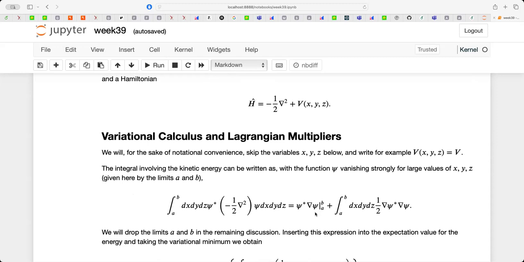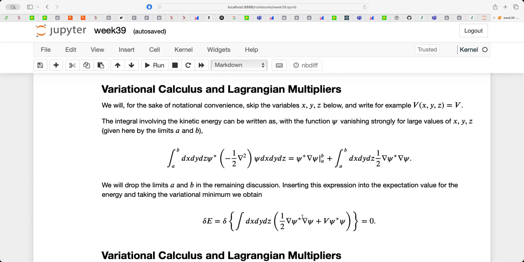And that the derivatives do not diverge. That's a basic assumption about the quantum mechanical wave functions. So that means that the first term here is something which we can simply set to zero due to the assumptions we are making about the solution. Okay?